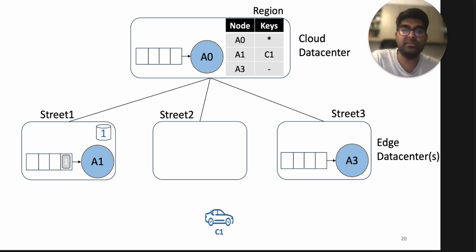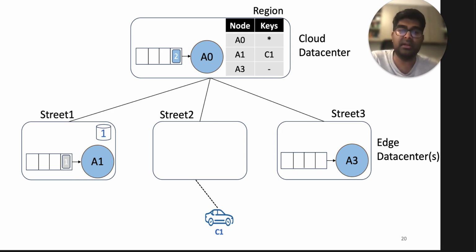Now, if the car moves from street 1 to street 2, the car C1 is now disconnected from the street 1 edge and is connected to the street 2 edge. So the tuple 2 produced by the car cannot be locally processed by the edge, and as per our routing protocol, if something cannot be locally processed, then it will be forwarded to the parent. So tuple 2 is forwarded to the cloud.